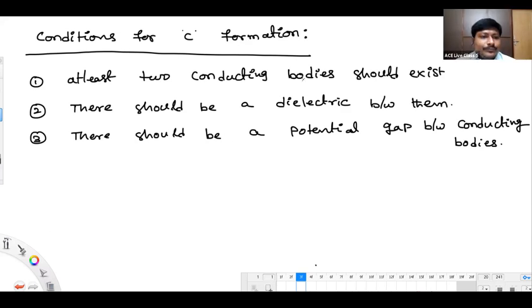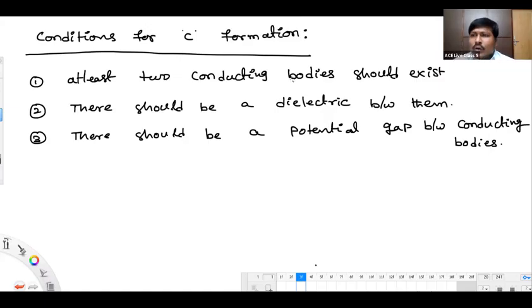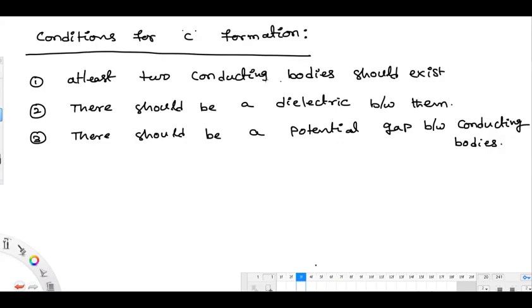Clear? Yes, sir, clear. And inductor is also like that only. Just if you have a current flow in a conductor, that is sufficient. It will produce magnetic flux linkages. It will have its inductance. Thank you, sir.